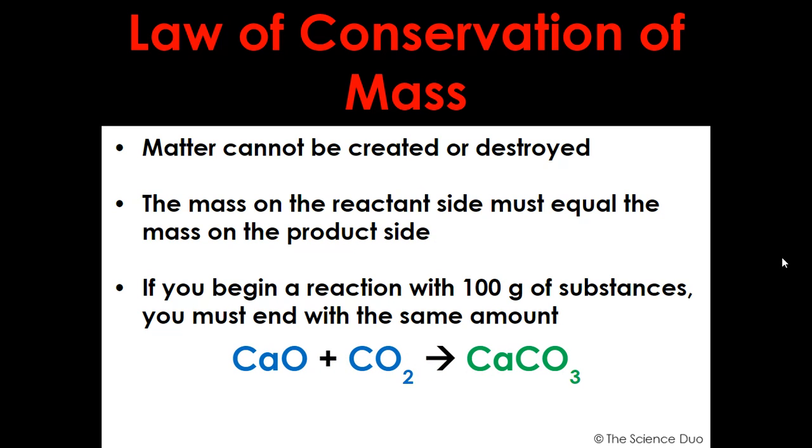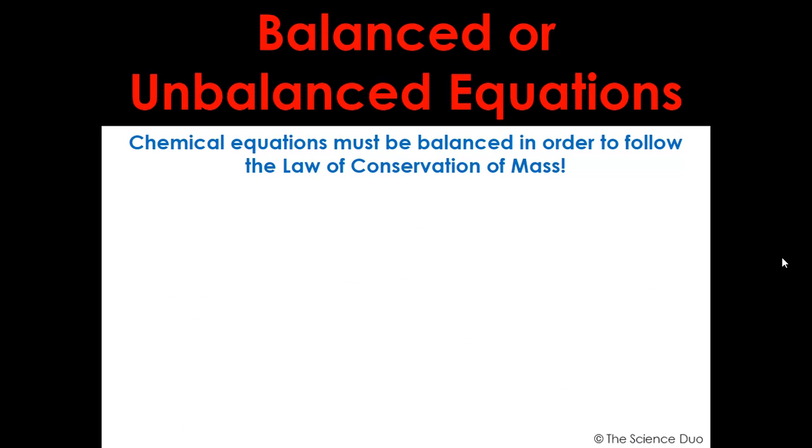So CaO plus CO2 is going to give you CaCO3. CaCO3, guys, is chalk. Just to let you know, that's the equation for chalk. So if we have 40 grams of CaO plus 60 grams of CO2, we should ultimately end up with 100 grams of chalk. So let's talk about balanced or unbalanced equations.